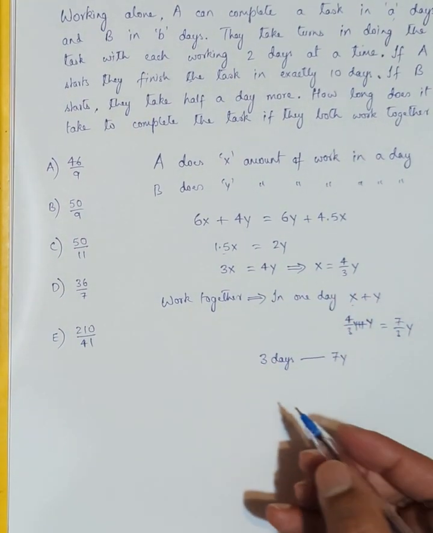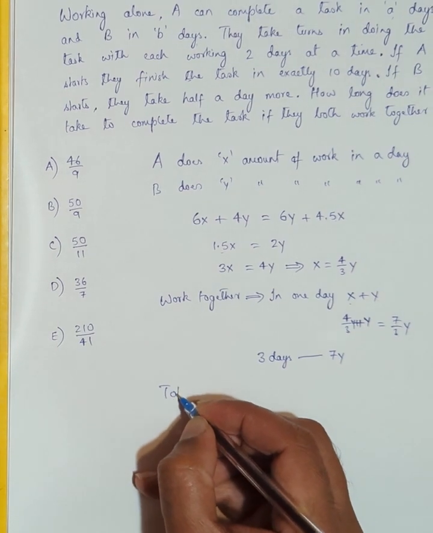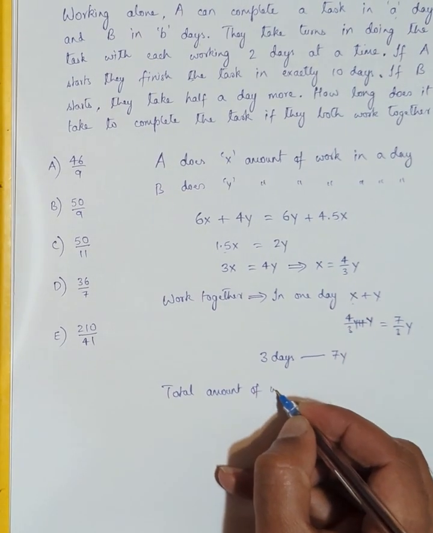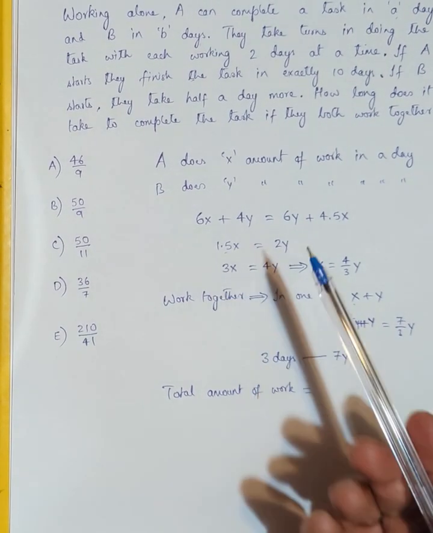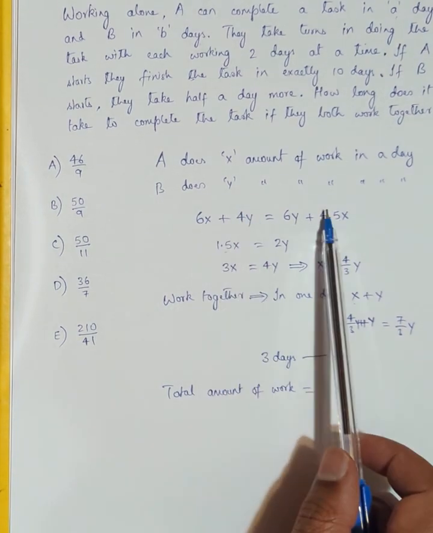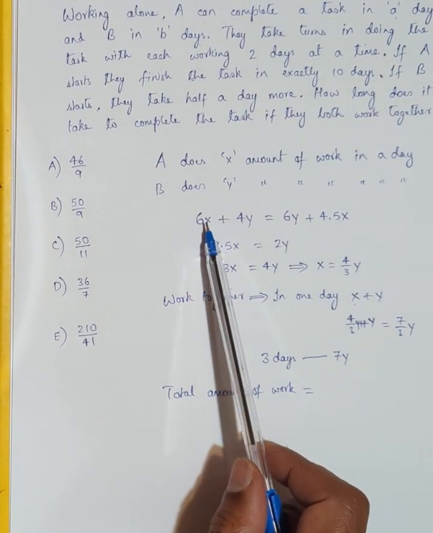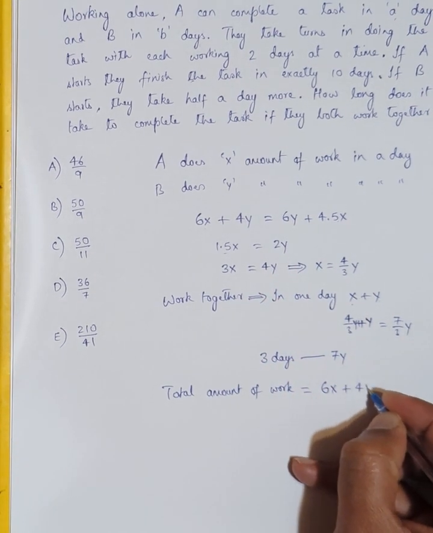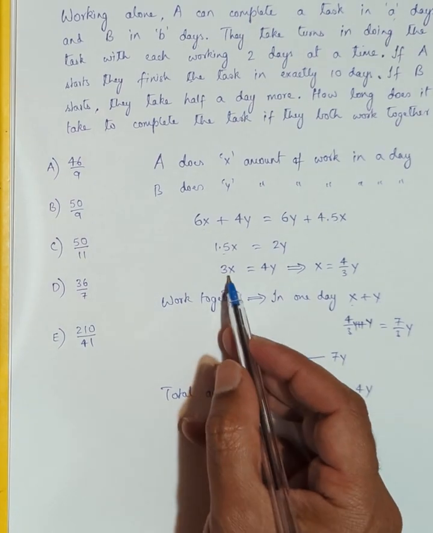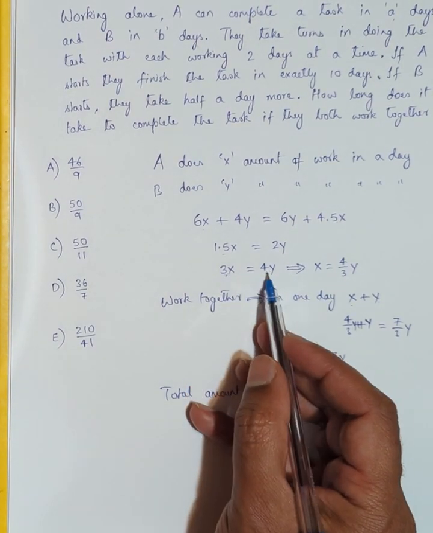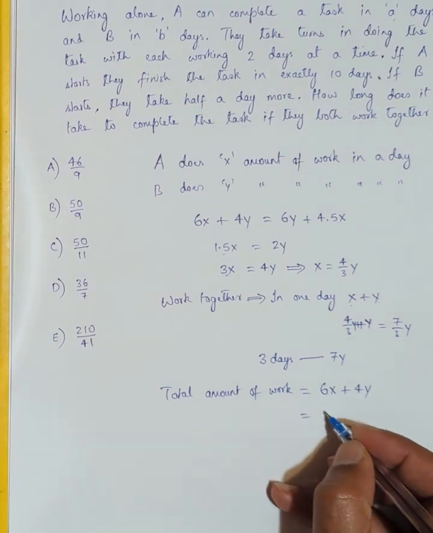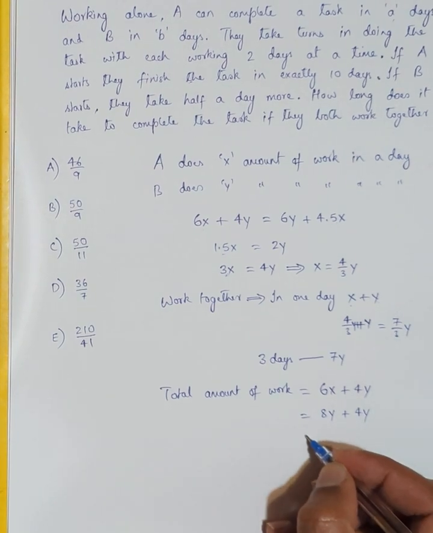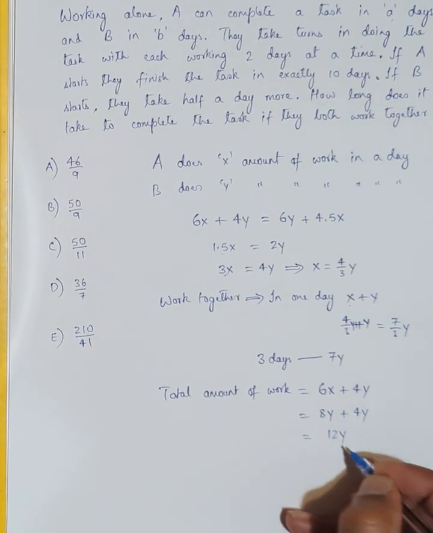Now the total amount of work is how much though? So let's find out. How much work is needed to complete? Notice the total amount of work is this expression, or this, but let's use this one. It is 6x plus 4y. That's the total amount of work. And notice 6x is double of 3x, which means it's going to be double of 4y. So that's going to be 8y plus 4y. I'm trying to get everything in terms of y. So the total amount of work is 12y.